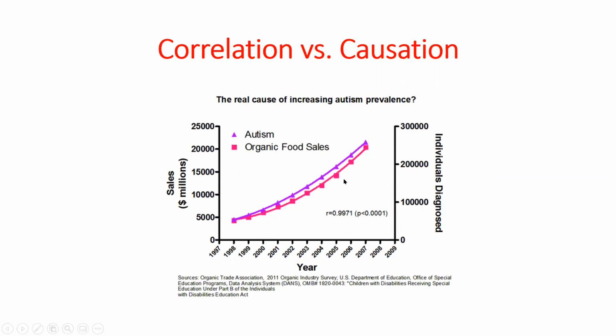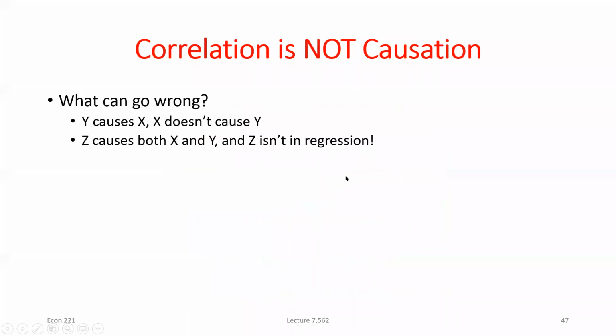So maybe an emphasized focus on health is causing organic food sales to go up, and it's also causing us to be more aware and see this increase in autism diagnoses as well, right? So no one would argue that this is causal. It's just that they're correlated because this other outside variable Z is causing both X and Y to change, right? This increased emphasis on health is causing organic food sales and autism rates both to be higher.